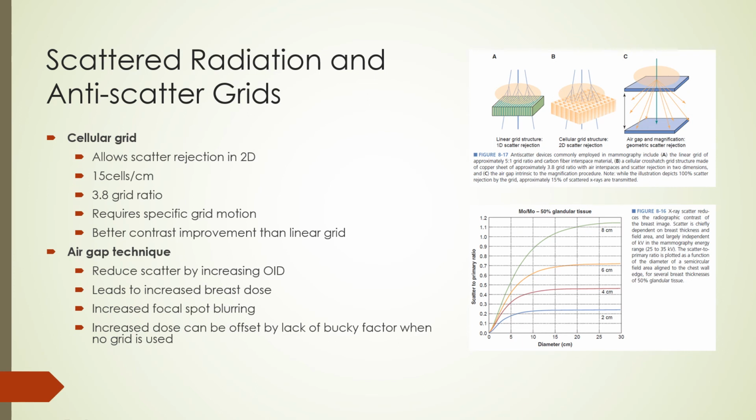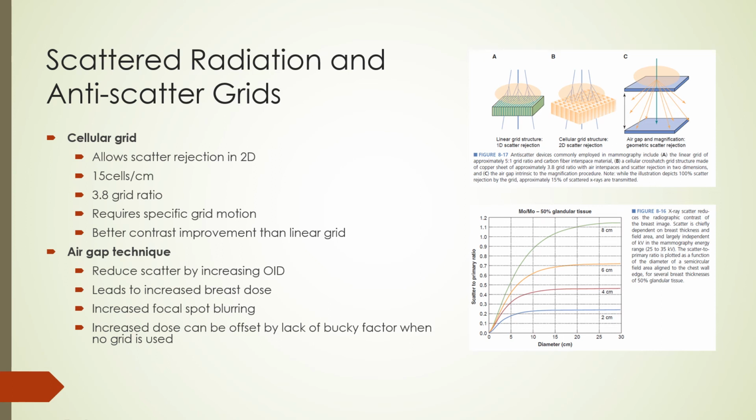Another great technology is the cellular grid. This grid allows scatter rejection in 2D and has about 15 cells per centimeter. It has a grid ratio of 3.8 and requires specific grid motion during image acquisition. Cellular grids provide better contrast improvements than linear grids because of a 2D scatter rejection and presence of air interspaces. The cellular grid is shown in figure B above.